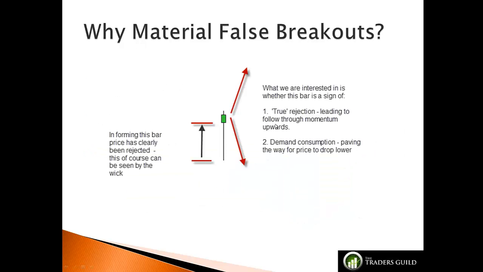But going back to this slide, if we have a false breakout, we want to see signs of true rejection, i.e. if this is support demand, if this is a false breakout of support demand and this is the false breakout bar, we want that to be true rejection and for price to have follow through momentum. Okay. What we don't want is obviously this to be demand consumption, just consuming the demand down here, paving the way for price to have another leg lower.